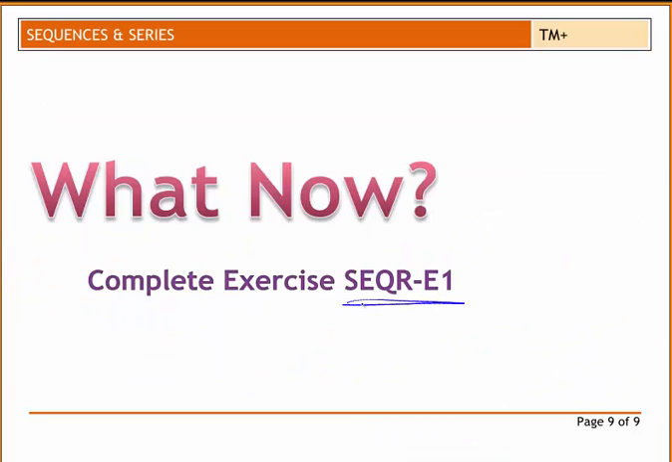Next, exercise in your textbook, SEQR E1. Again, problem solving is more difficult than the basics. If you're having problems, make sure it's not the basics that are an issue. Question 4 in that exercise is problem solving, but the first 3 questions are just basic skills, so make sure you understand those.